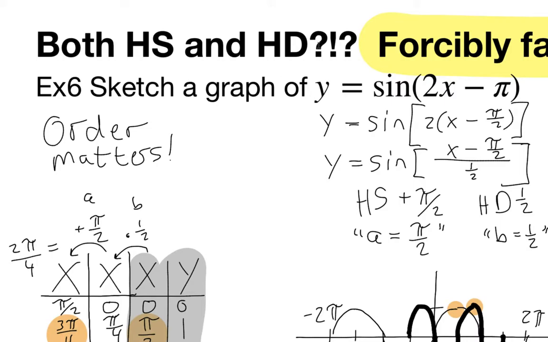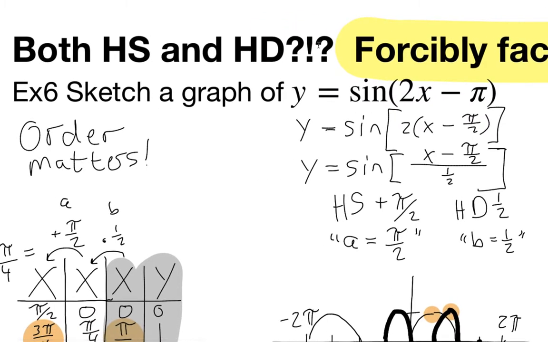Okay, now that I've been to my happy place, let's forcibly factor this. So sketch a graph of y equals sine of 2x minus pi. We've got both some sort of a horizontal shift and a horizontal dilation going on. And the only way to read this off the graph is to put it in a fraction like this. Let me show you what to do.